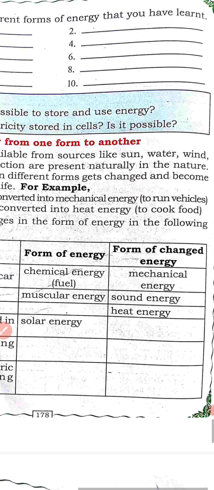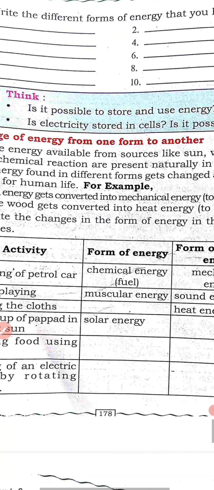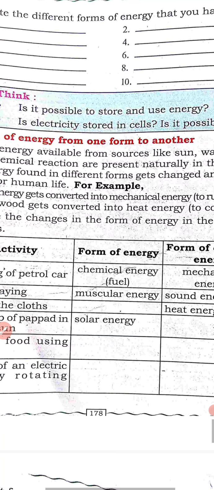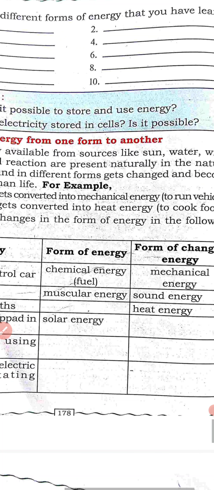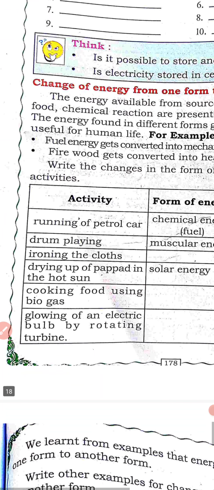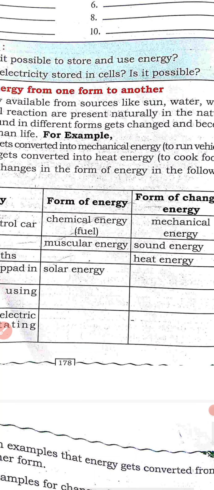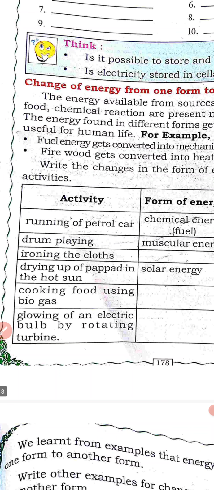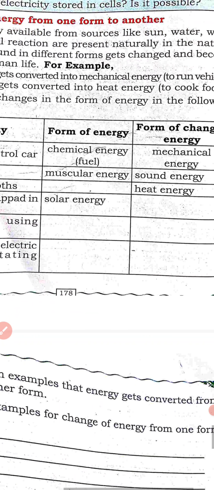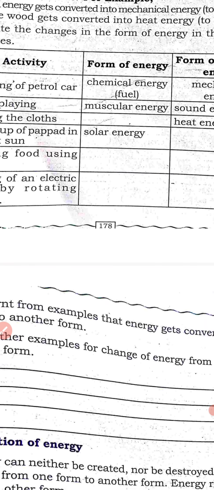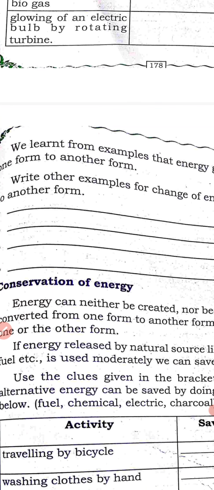Drum playing, muscular energy is converted into sound energy. Ironing the clothes, electrical energy is converted into heat energy. Drying up papad, solar energy is converted into heat energy. Cooking food using biogas, biogas is used as heat energy. And glowing of an electric bulb, hydroelectricity is converted into electrical energy. So one form of energy is converted into another form of energy.